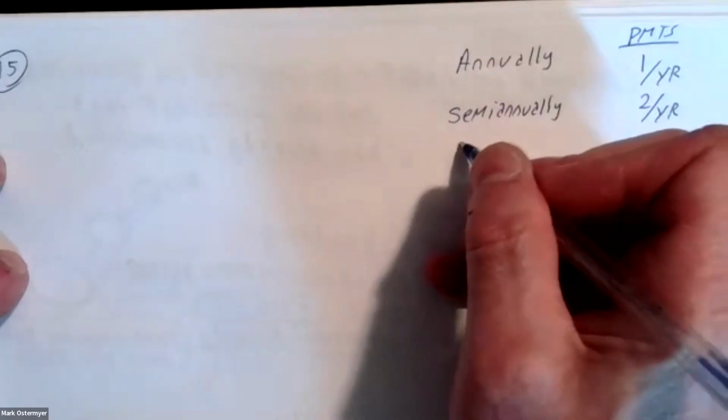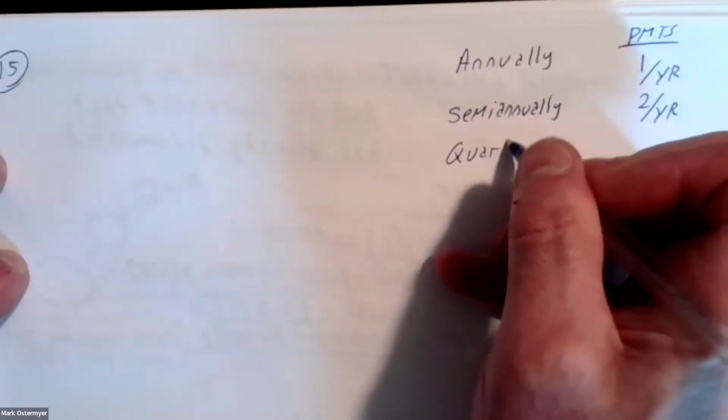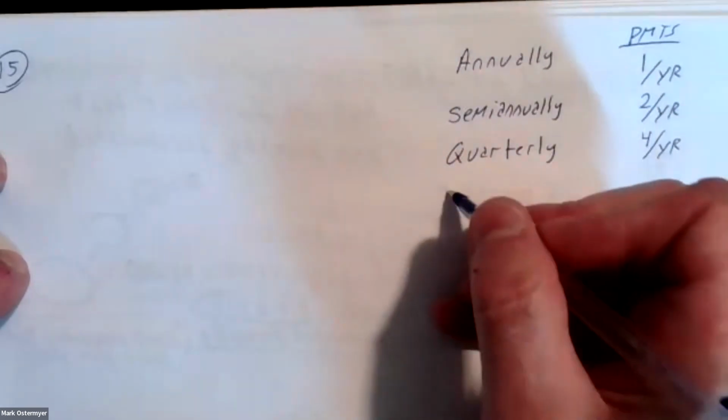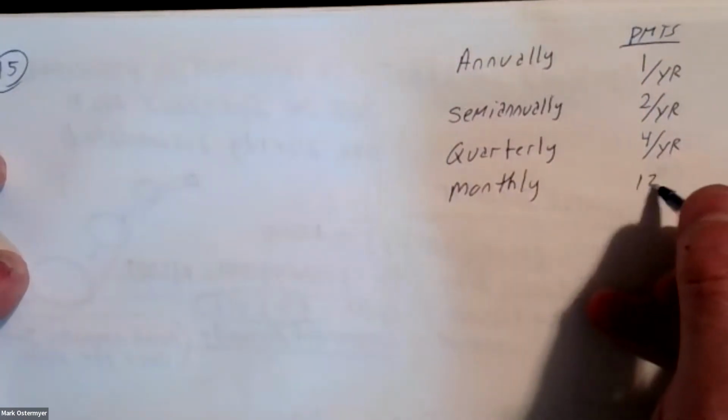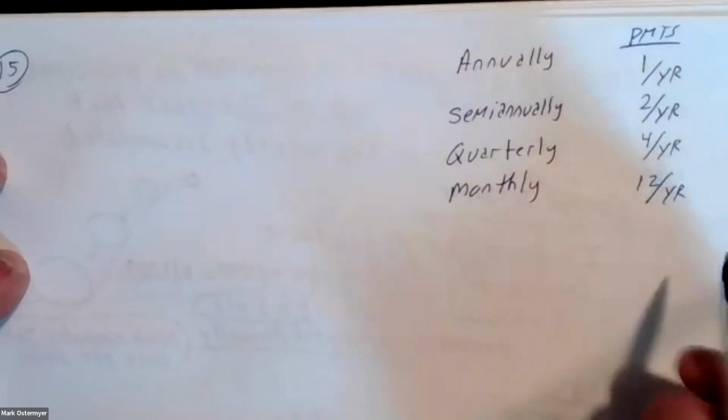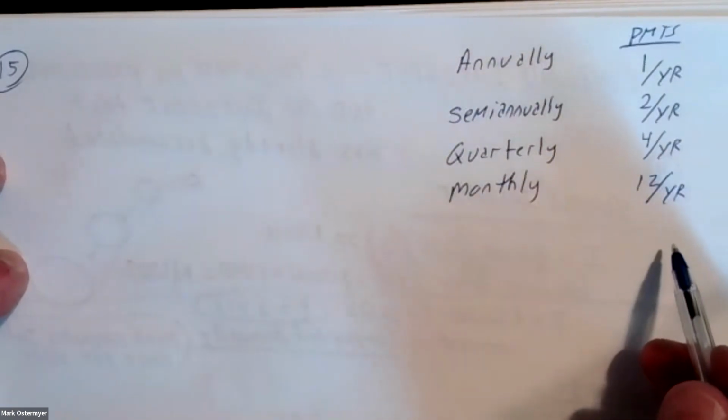If your interest is compounded semi-annually, interest is paid 2 times per year. If the interest is compounded quarterly, there's 4 payments per year into your account. If the interest is compounded monthly, then there would be what? 12 payments per year in your account. Do you agree? See how that works there?